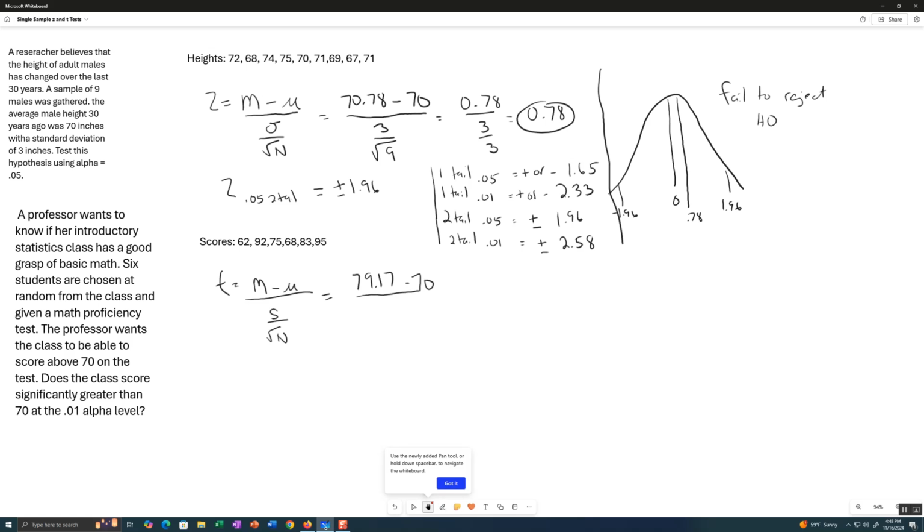Why did I pick 70 again? Just chance. I know 70 was up here. That was just, I don't know. 70 was passing and 70 was average height. It's probably going to be the same.